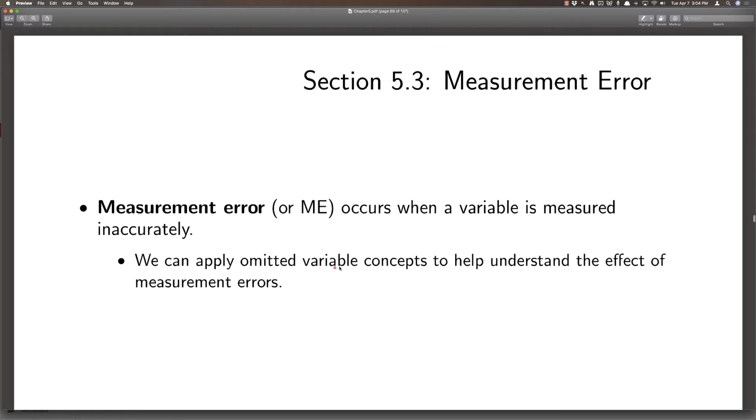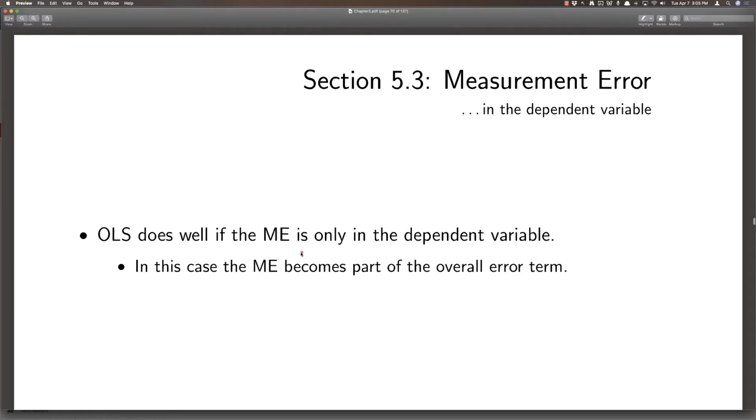We can apply our omitted variable bias concepts to help us understand the way in which measurement error affects our beta 1 hat estimates. OLS does well if measurement error is only on the dependent variable. All right, so if you have a dependent variable like, say, income or wages or weight or any of the ones that we've talked about through the semester, and it's measured with some sort of error, then it's usually not too big of a deal, especially if you have a relatively large data set.